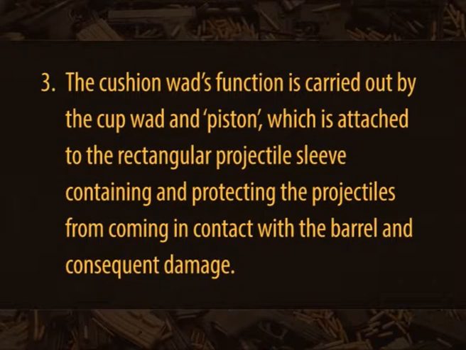The cushion wad's function is carried out by the cup wad and piston, which is attached to the rectangular projectile sleeve containing and protecting the projectiles from coming in contact with the barrel and consequent damage. The sleeve has cuts along the edges in its frontal part. The four sides of the sleeve open up and fan out along the cuts. When the sleeve comes out of the muzzle, it gets separated from the projectile charge. The sleeve being lighter falls down. It does not interfere with the shots in their flight.